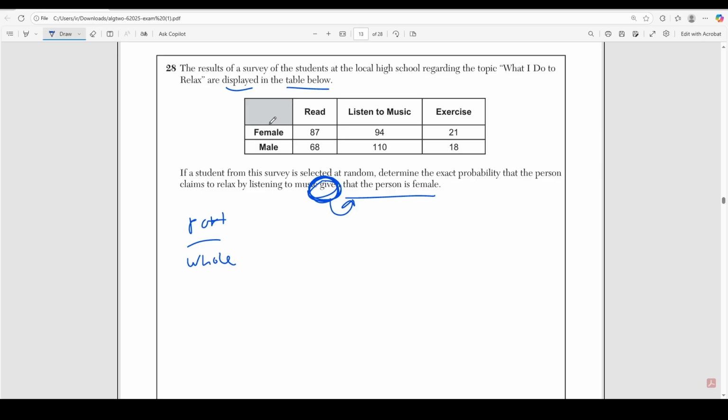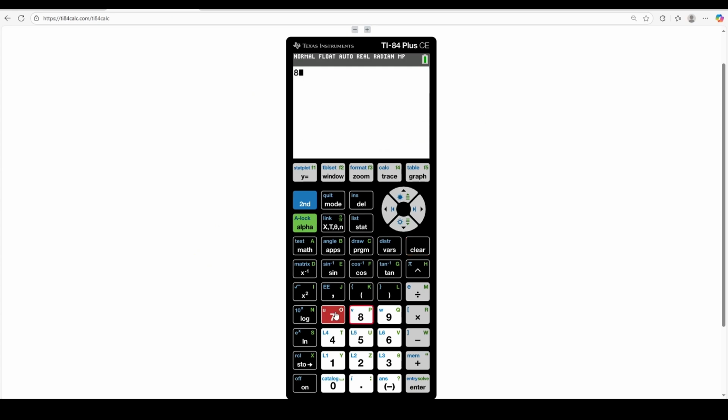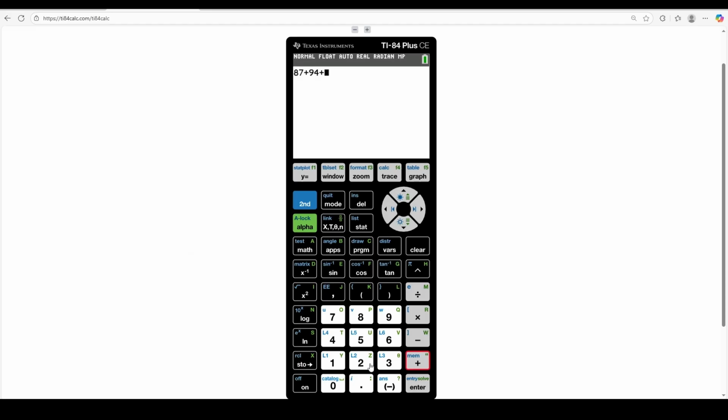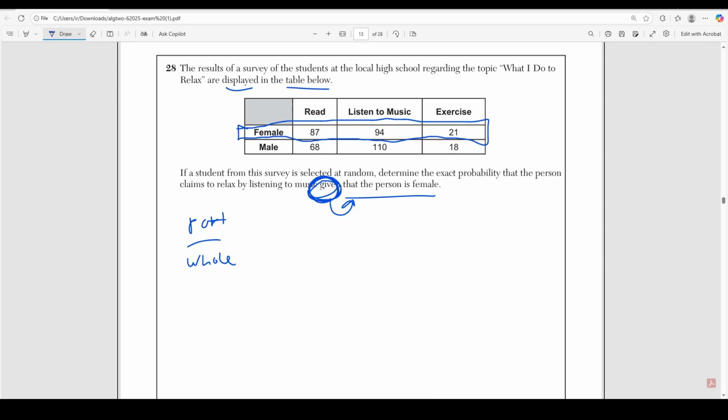So obviously over here we have females and males. Anyone in this column is a female, okay? So given that the person is a female means that we're looking at this probability only if that person is female, okay? So in this case, our total is going to be all the females, right? So 87 plus 94 plus 21. So my total or my whole is 202, right?